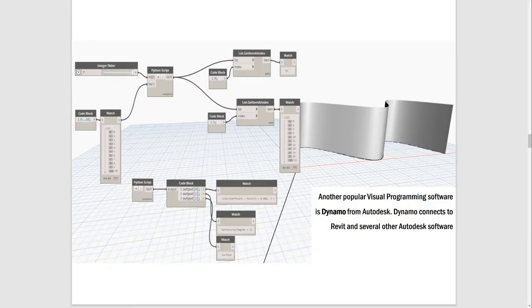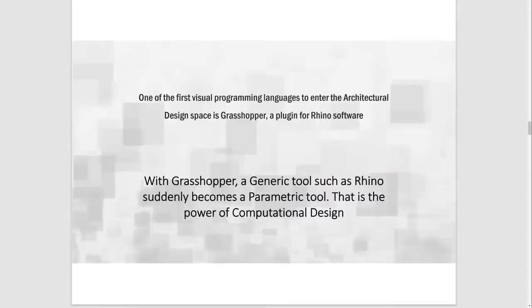One of the very first visual programming languages to enter the architectural space is Grasshopper, which is basically a plugin for Rhino. Grasshopper uses a set of building blocks called components, and these represent individual operations. This can be such things as mathematical operations such as addition and multiplication. And then these components can be connected or linked to each other. Basically, that's how the whole Grasshopper interface or any visual programming software basically operates.